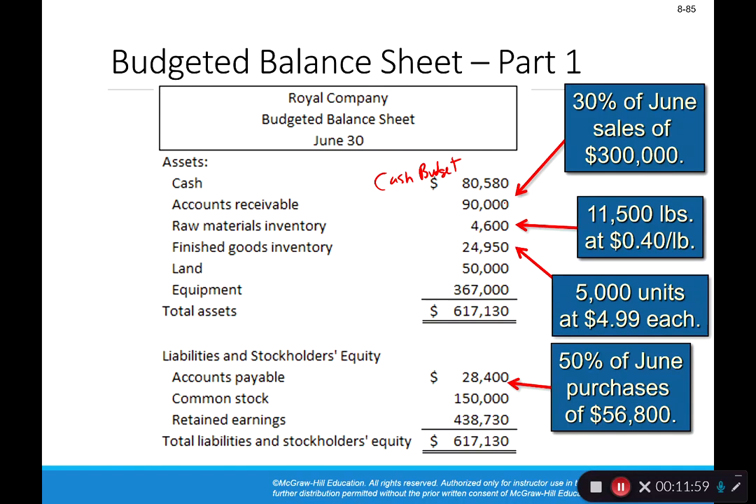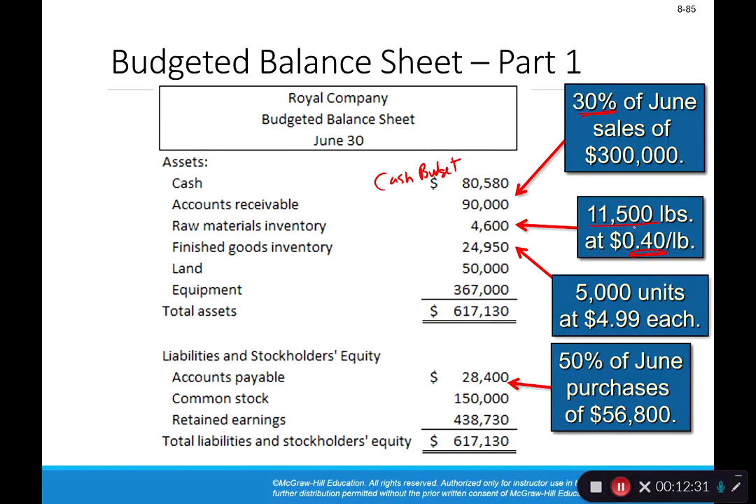Accounts receivable, we figured out on our schedule of cash receipts. If you remember back, it said 70% is collected in the month of sale, 30% in the following month. So that's why 30% of June sales makes up our receivable. Our raw materials inventory would be our ending raw materials that we calculated, which is 11,500 pounds for the end of June at the rate of 40 cents a pound. Because remember, on the balance sheet, these are all dollars, so we have to convert any units over to dollars.